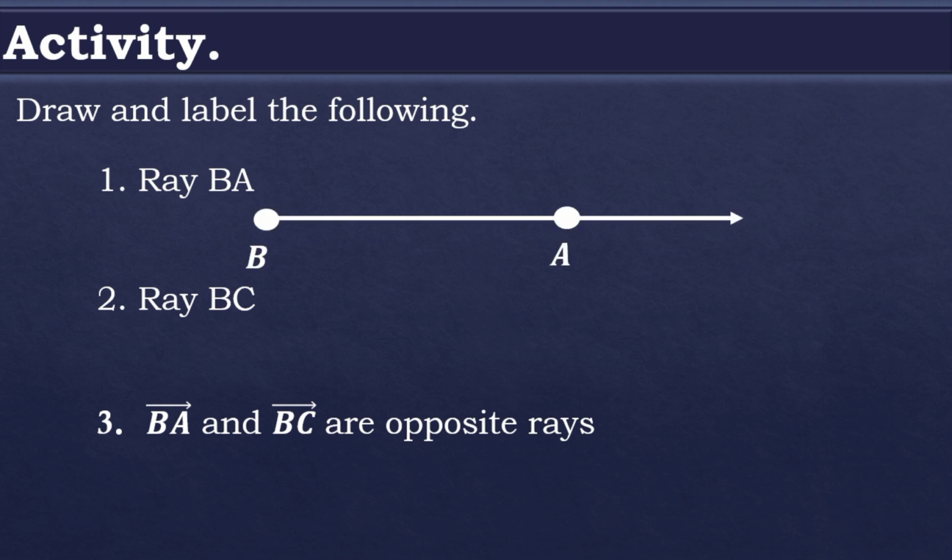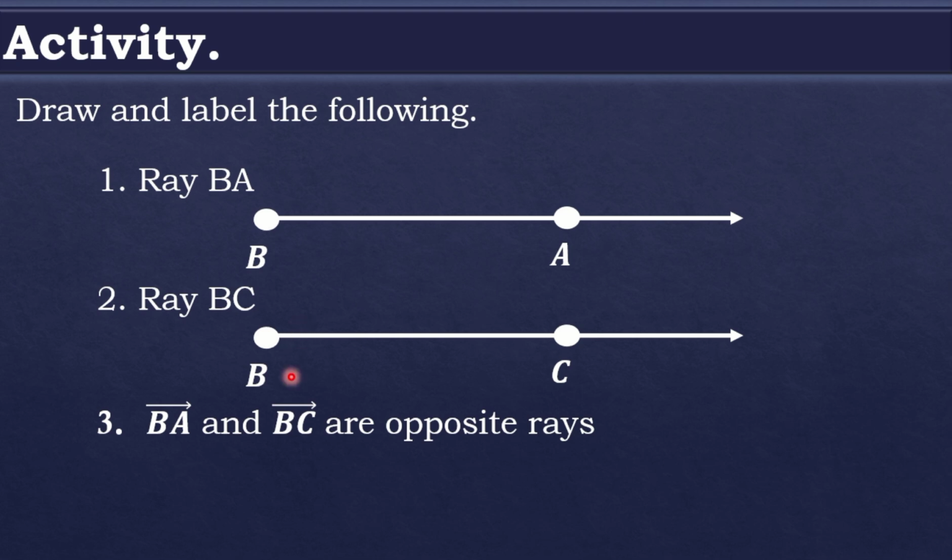Now, take note na kapag nag-i-illustrate po tayo ng ating ray BA, always starts with your endpoint. So, kung ano yung nauna, that is your endpoint. Now, halimbawa, ang illustration mo ay nandito yung arrow. Okay lang po yun. Basta nandun din yung A. Basta BA. Ganun pa rin. Next, ray BC. So, this is our ray BC.